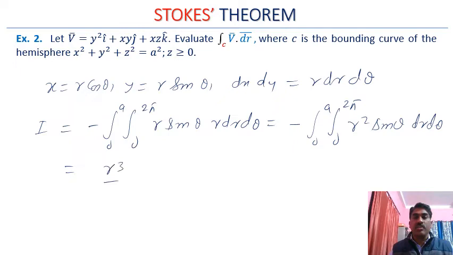r becomes r cube by 3, and limits are 0 to a. Sin theta becomes minus cos theta, and there is a minus already existing, so I am taking the combination, so minus gets cancelled with minus 1. So this is cos theta, and limits are 0 to 2 pi. So the integral is finally 0 because cos theta is same at 0 and 2 pi. So this is our integral.